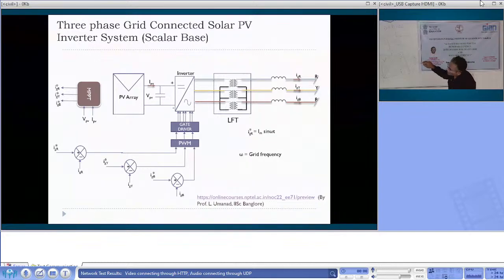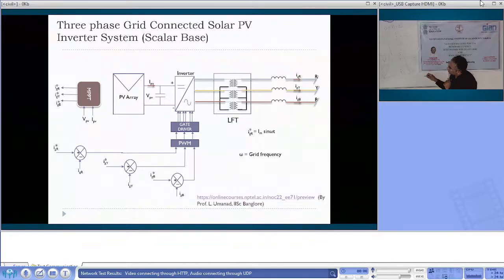So the reference is maybe a DC value, which can be multiplied by sine omega t. Omega can be obtained from the PLL, phase lock loop. That will generate the reference sinusoidal signal, which is compared with the actual value and passed to the PI controller, and that generates the PWM signal. That drives the driver circuit, which will switch your inverter, and then that will feed to the grid. This is a simple system.